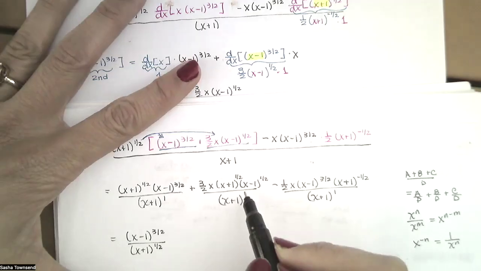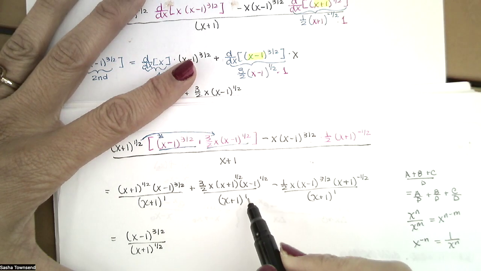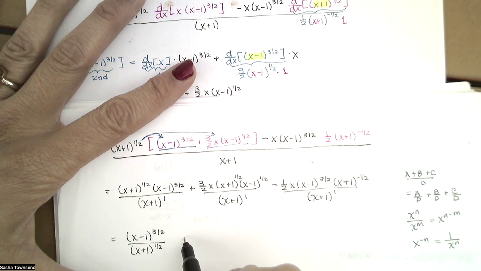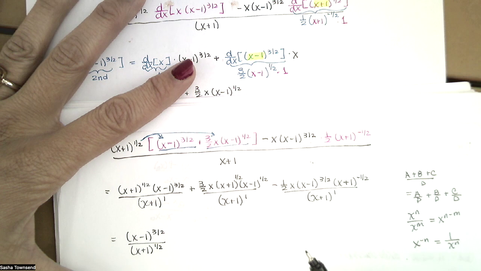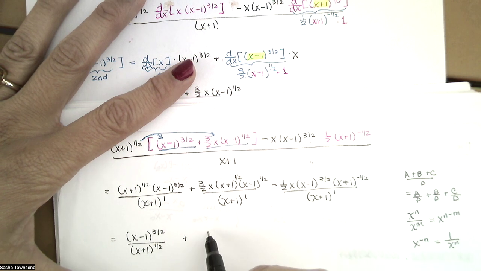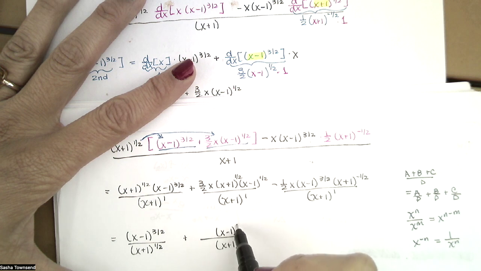And here, we have something similar: x plus 1 to the 1/2 in the numerator, x plus 1 to the first in the denominator. So when we subtract the exponents, we get x plus 1 to the negative 1/2. So that's going to leave us with an x plus 1 to the positive 1/2 in the denominator. Taking care of those, the x minus 1 to the 1/2 is still there.